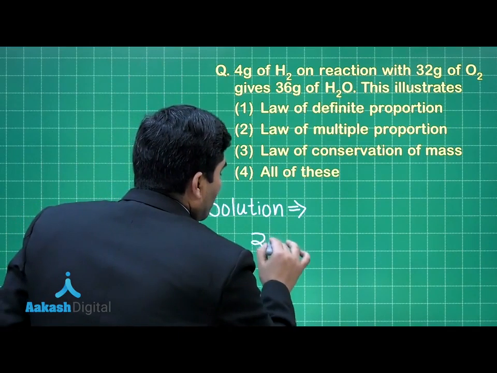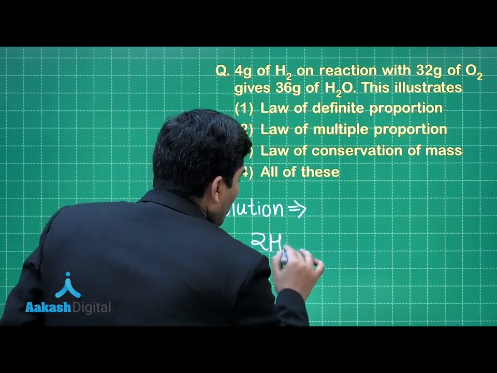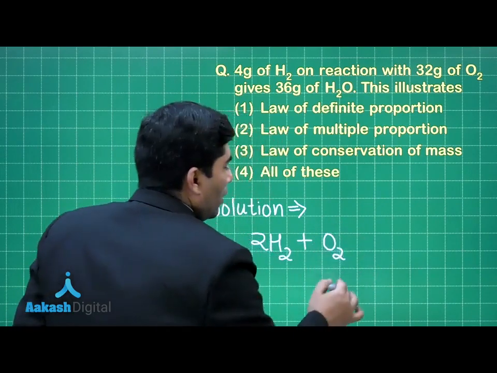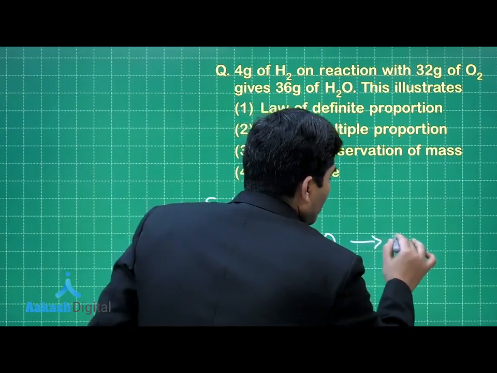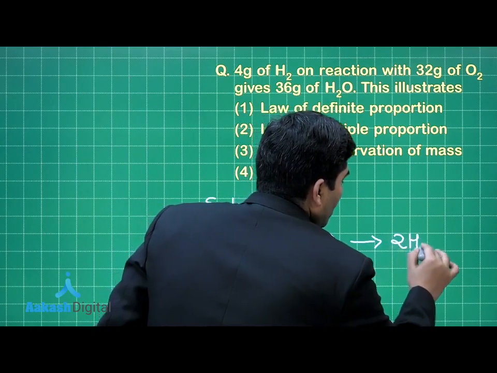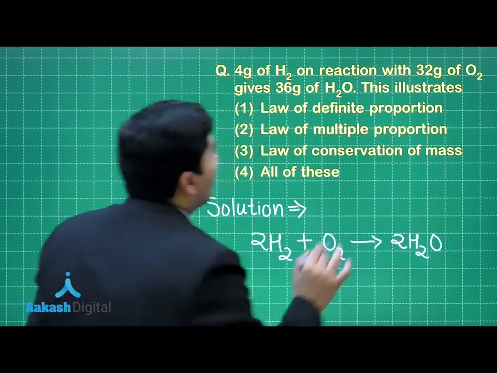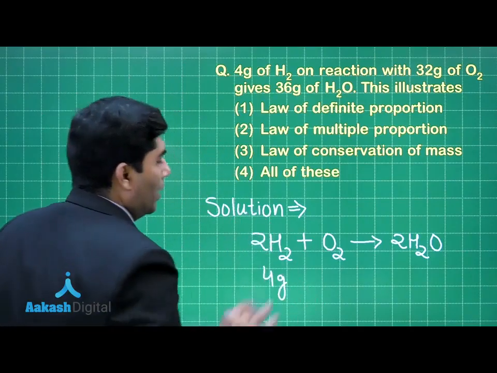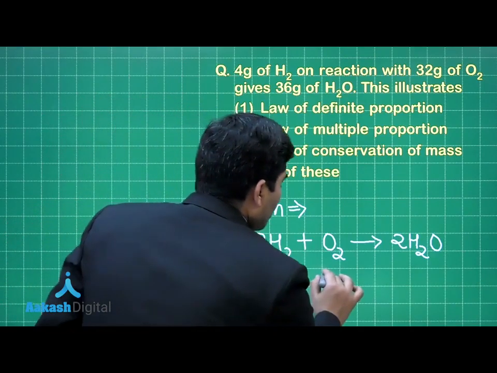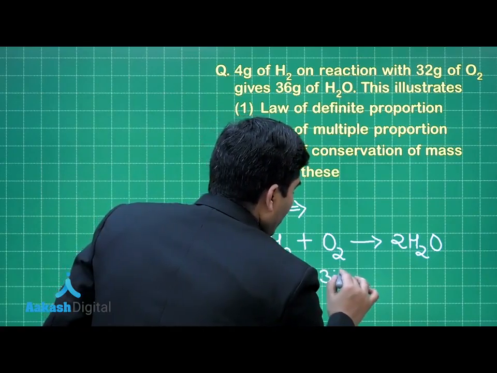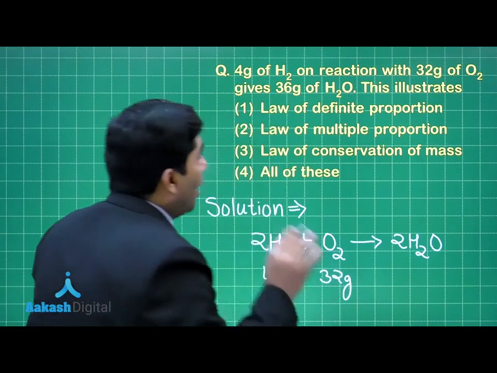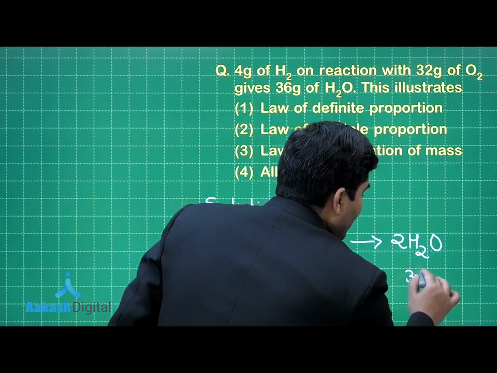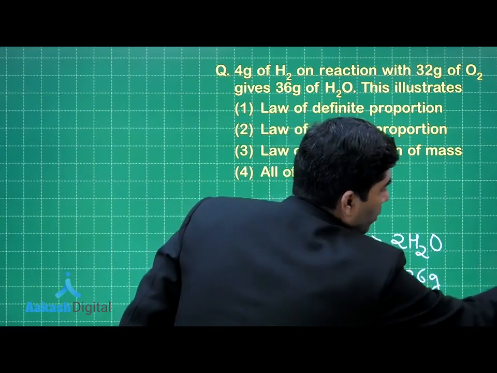Let us write the chemical equation. 2H2 plus O2 gives 2H2O. Now how much hydrogen is given to us? 4 gram. Oxygen is 32 grams. And how much water is forming? It is forming 36 grams.